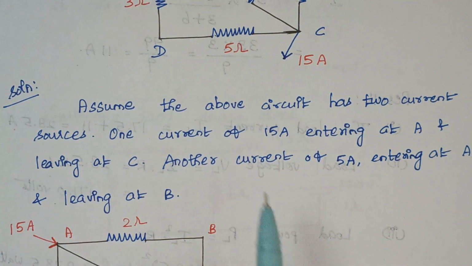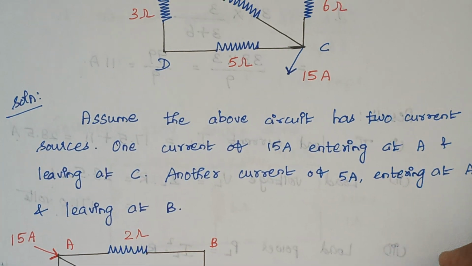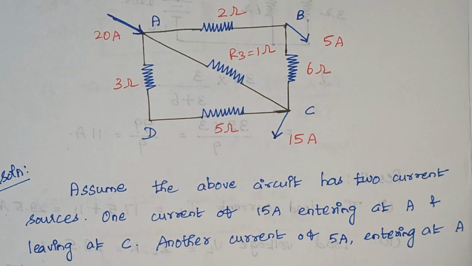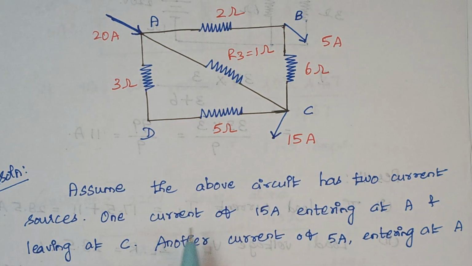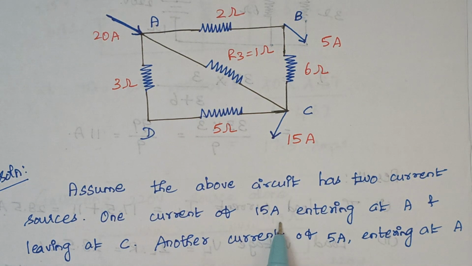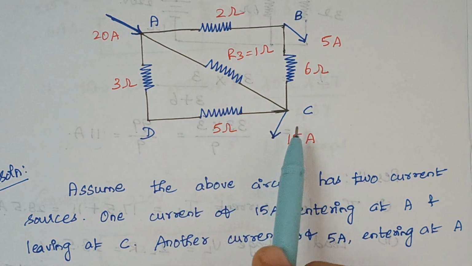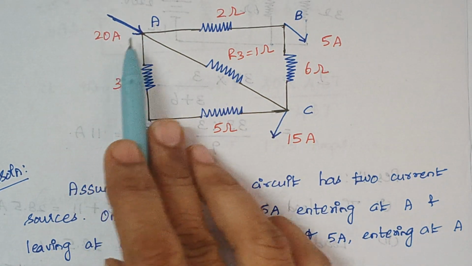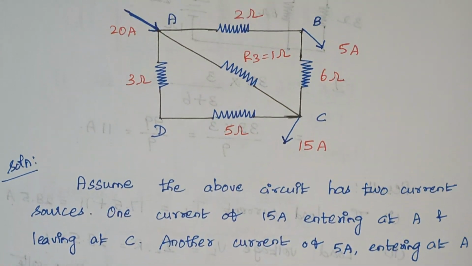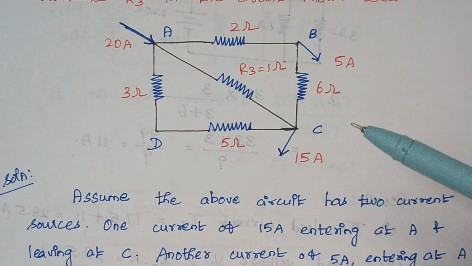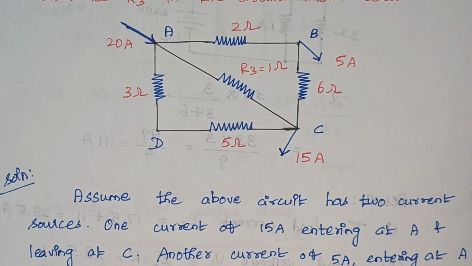assume the above circuit has two current sources. In the circuit there is only one current source, but here we are assuming the circuit has two current sources. One current source is of value 15 amps; it enters at A and leaves at C. And another current source of value 5 amps enters at A and leaves at B. That is, we are splitting this 20 as 15 and 5 because here we have these two outlet currents of values 15 and 5.